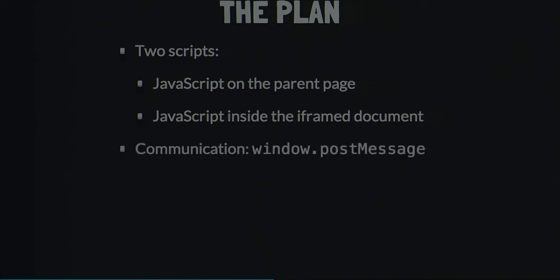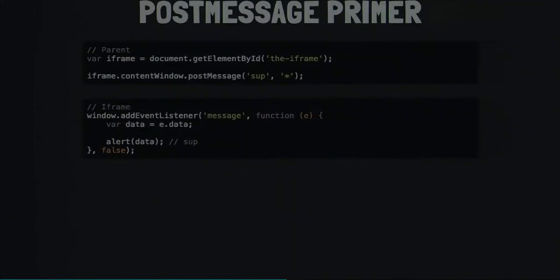Luckily, HTML5 has been good for us in this way because there's a feature called window.postMessage, which is a safe way for you to send messages between iframes and their parent document or windows. Have any of you used postMessage before? Okay, like three hands. I'm going to do a little primer of how it works.